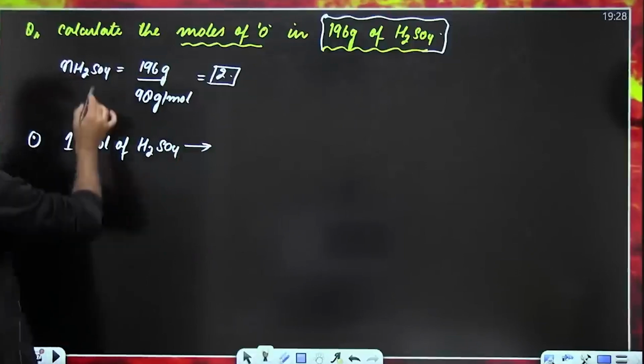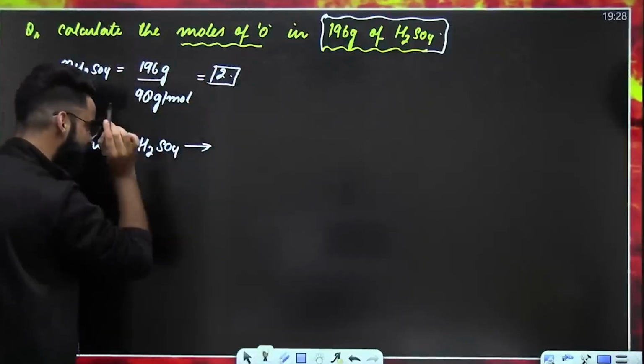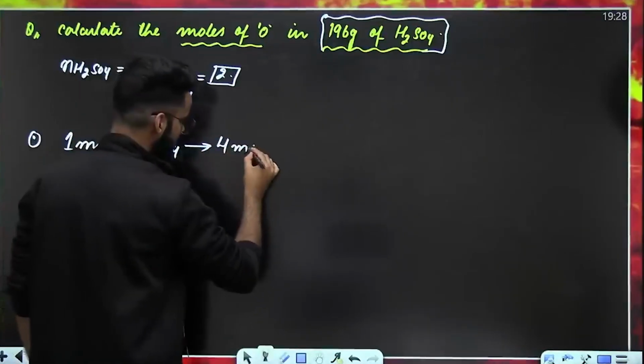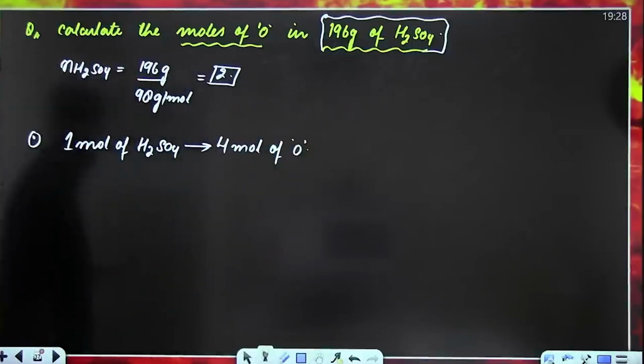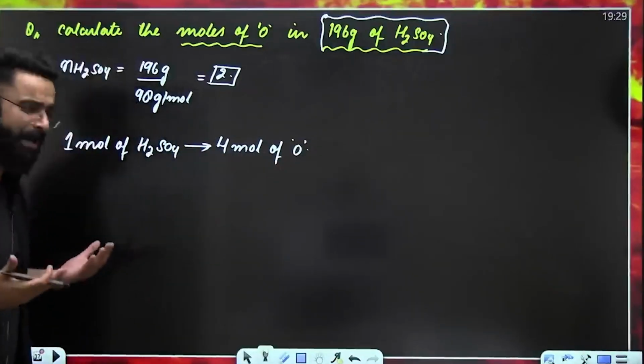1 mole of H2SO4. Calculate the moles of O. Now tell me how many moles of O are present in 1 mole of H2SO4. I'll say 1 mole H2SO4 contains 4 moles of O. Yes, 1 mole H2SO4 contains 4 moles of O.